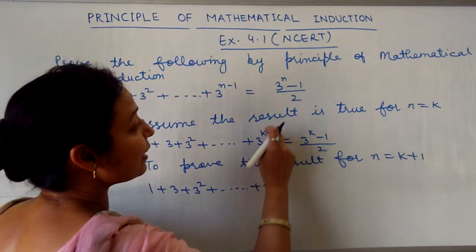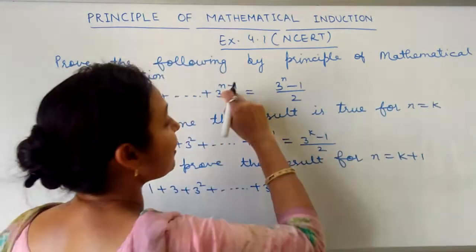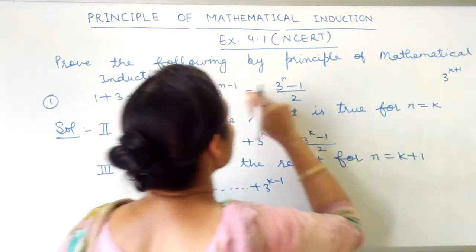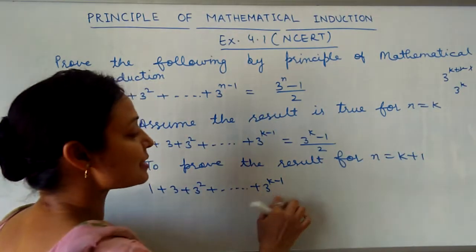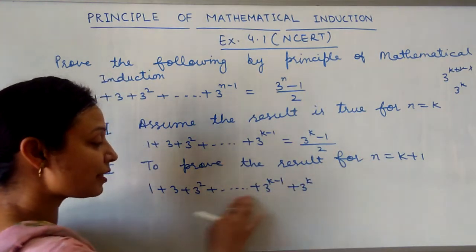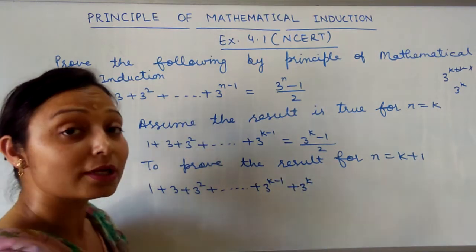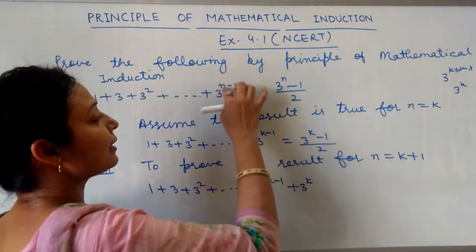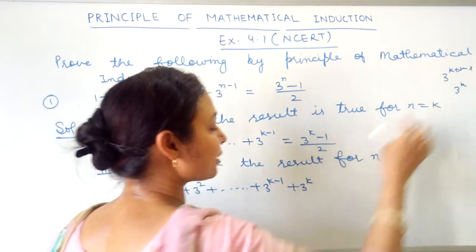For finding the value for k plus 1, I will take it on the rough side, rough work. In the rough work, I will check 3 raised to power, in place of n there is k plus 1 and minus 1. For k plus 1, my last term should be 3 raised to power k. For proving the result for k plus 1, the last term on the left hand side should be 3 raised to power k. And how can we obtain this? We just put the value of n as k plus 1 in the rough work, and after cancellation we will have the last term for k plus 1.